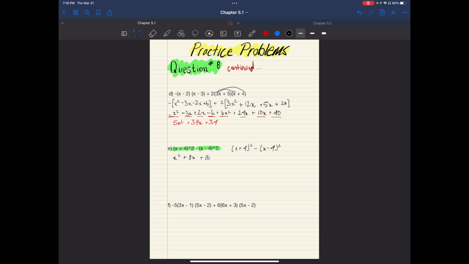Because we get 4x, when you write this out, it's x plus 4 times x plus 4. So you get 4x twice, which gives you 8x, and then 4 times 4 is 16. So now we have minus x squared minus 8x plus 16.